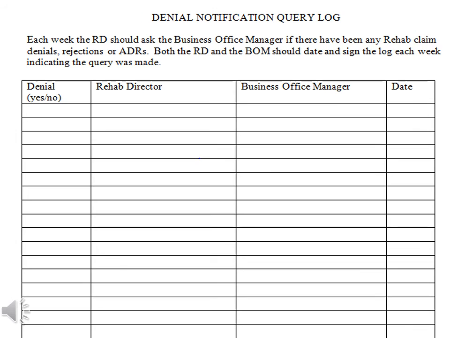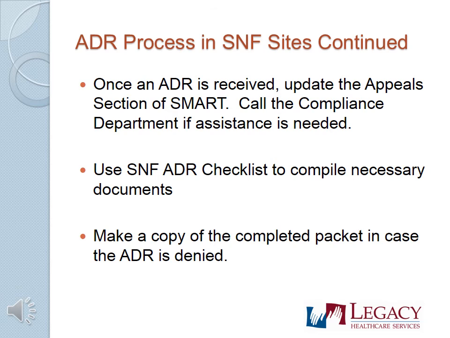This is an example of the Denial Notification Query Log, which can be found on Legacy's intranet under the Denials Management section. Once you have been notified from the facility of an ADR, please update the Appeals section of SMART with this information. If you have never done this before and need guidance, contact the Compliance Department and they can walk you through this process.